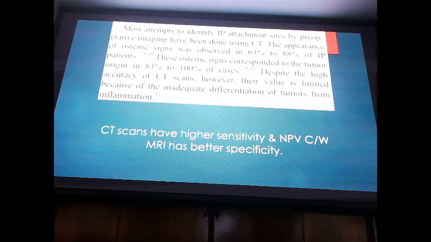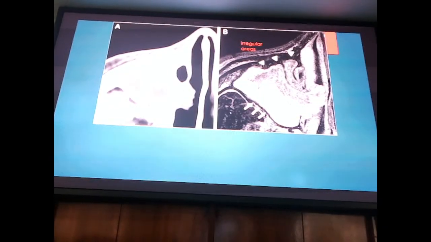CT scan will tell you the point of attachment of the inverted papilloma. So whenever you have a suspicion of IP, if you look at something like a bony projection like this, then that means that is the point of attachment of the inverted papilloma, and it also means that you have to drill it down, you have to take it. And on the MRI, you will see a convoluted or an irregular pattern, what you are seeing there.